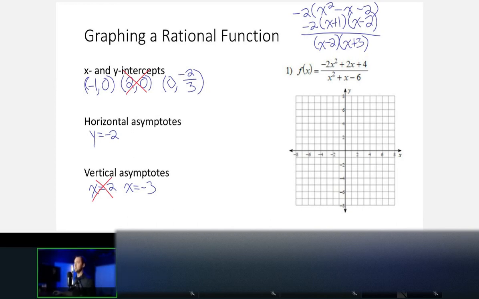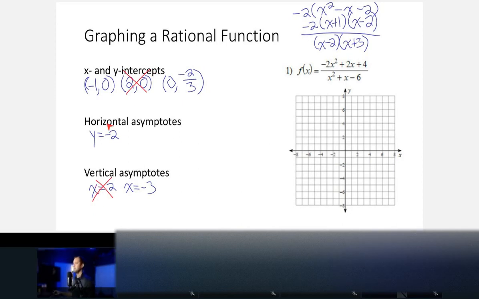Yeah, so again, we look at these matching factors, right? So that tells us it's a hole. Now, if it's a hole, it can't be a VA, and it also cannot be an x-intercept. It can't be a solution. It can't be a 0, right? And I didn't say that last week, so that's important to know. So we're going to cross it off from our x-intercept list. We're also going to cross it off in our VA list because it's a hole.